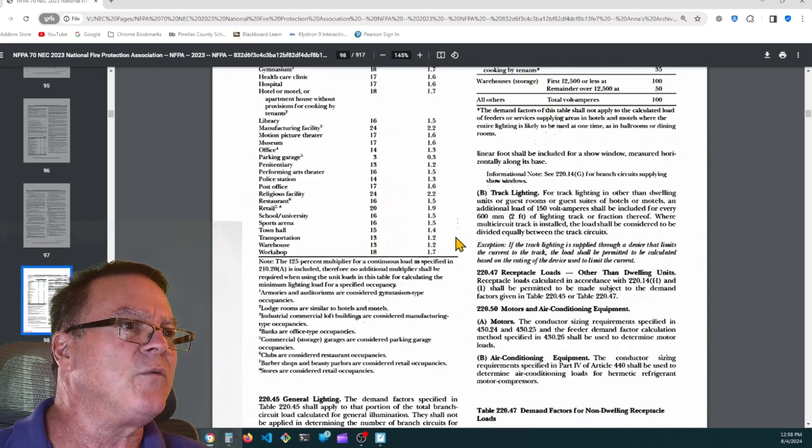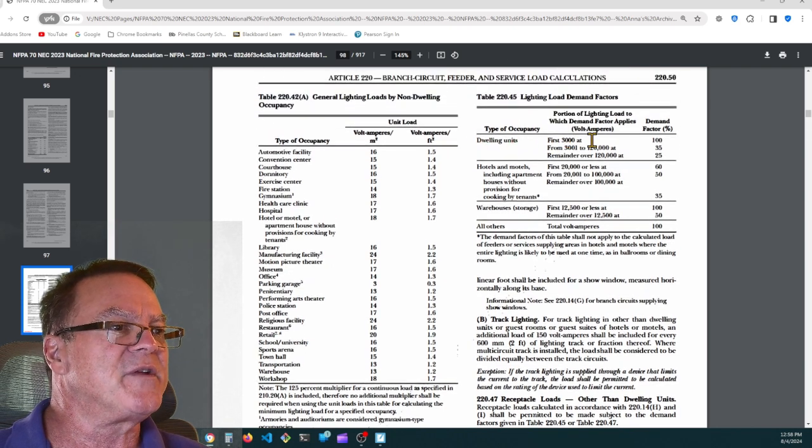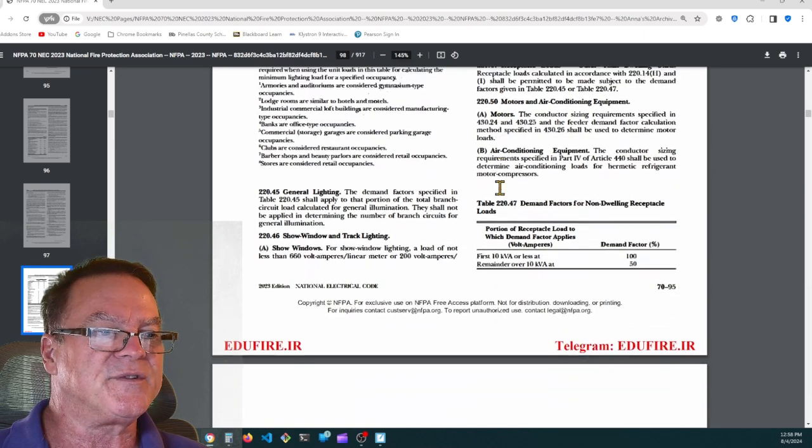Where is 220.45? Here it is right here. There's 220.45, and Table 220.45 for dwelling units tells us the first 3,000 volt amps is at 100%, and from 3,001 to 120,000 is 35%. Anything higher than that, don't be mistaken, anything over 120,000, we would calculate at 25%.